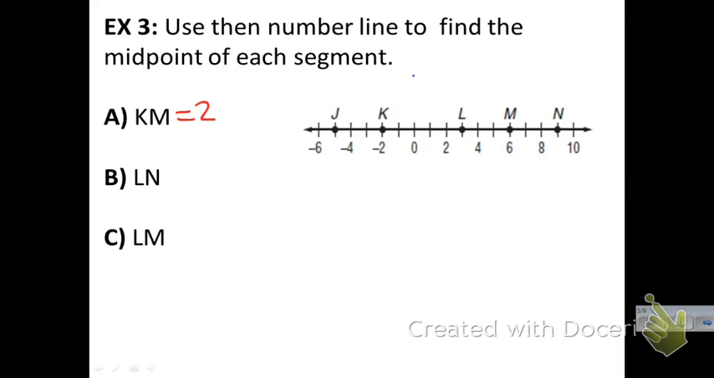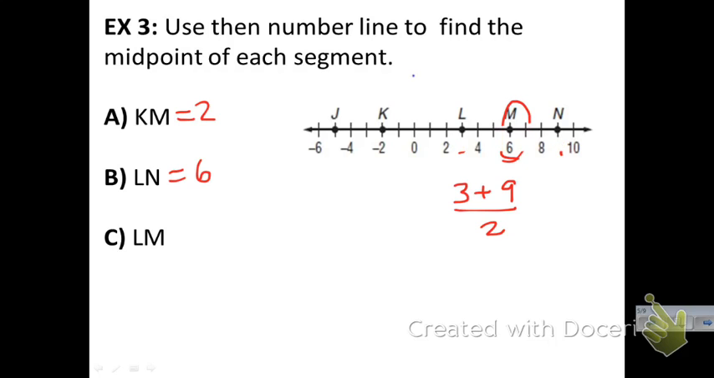Okay, from L to N, we can either just cross them out until we get to the middle. We can kind of see that 6 is right in the middle. Or you could add the coordinates of L. L is at 3 plus N, which is at 9. That'll give you 12 divided by 2 is 6.